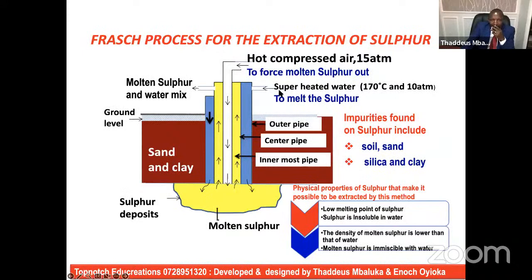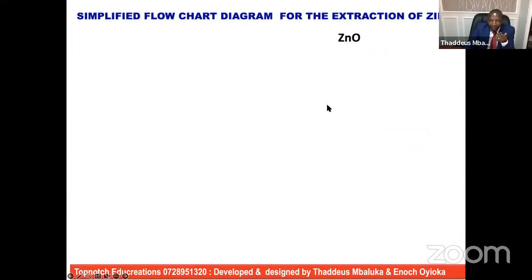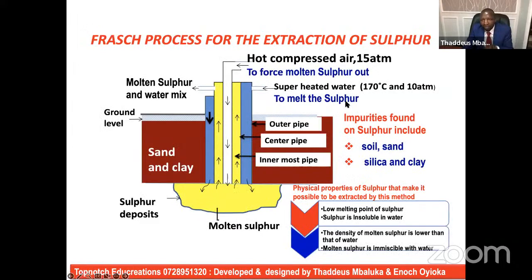In the outermost pipe, we have put superheated water at 170 degrees Celsius and 10 atmospheres. The role of this is to melt the sulfur. So this diagram, remember, these are flowcharts that are drawn based on the fact that sulfur is yellow, water is blue. That's why we are giving it the color blue. And then this is the sulfur deposit, which is yellow. That's why the role of the superheated water is to melt the sulfur.